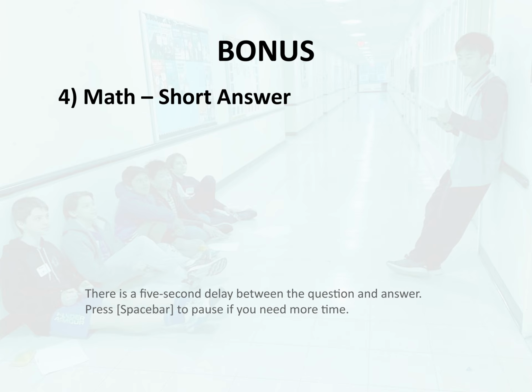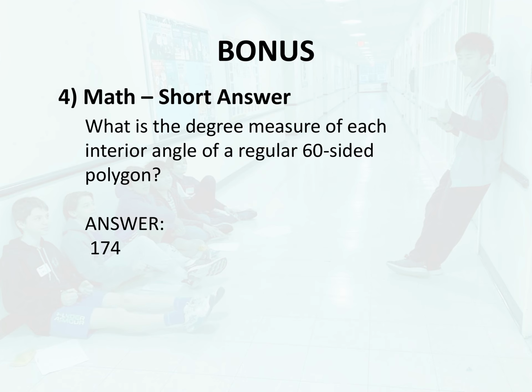Bonus 4. Math, short answer. What is the degree measure of each interior angle of a regular 60-sided polygon? Answer: 174.